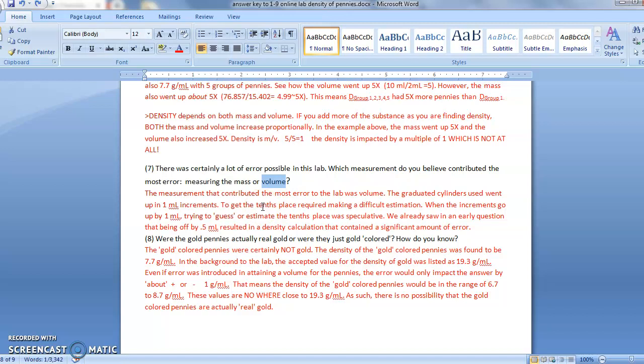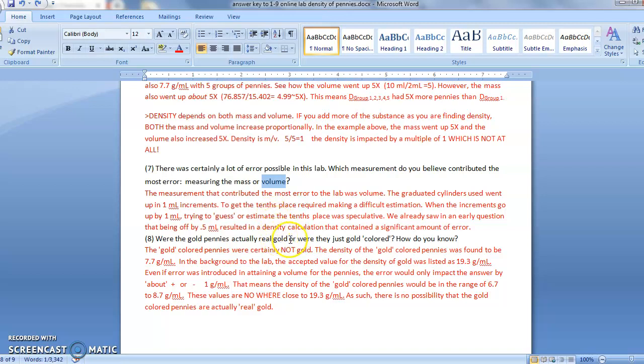But the volume had lots of user error introduced. Reading those volumes on a graduated cylinder was very, very difficult. So that did introduce error. And we saw how a small error in the volume could result in different calculations or results for the densities.